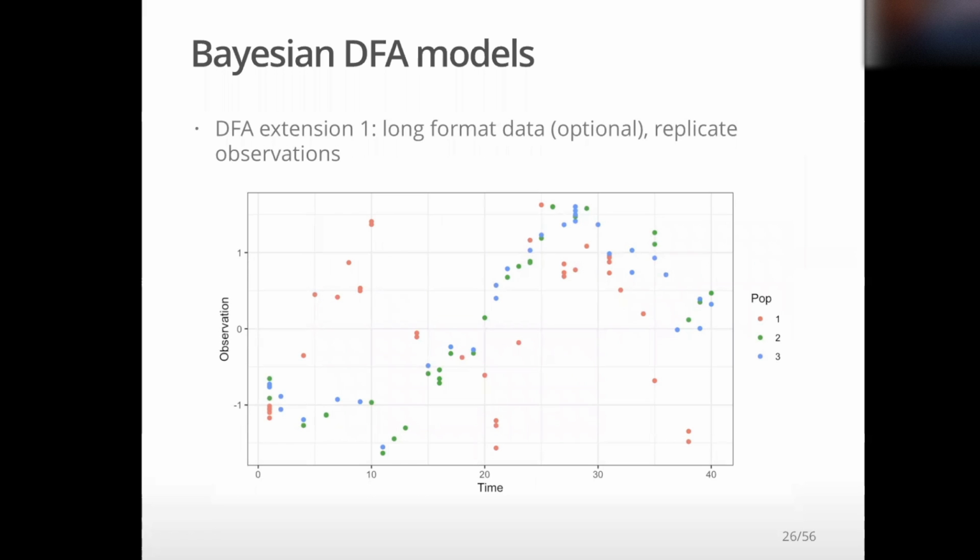But I really wanted to highlight two or three of the extensions that make it more interesting or flexible than conventional DFA. The first one is more of a data processing thing. In MARS, when we usually use MARS, we pass in essentially a data matrix with time series on the rows and time on the columns, and that's great for most data sets. But there are cases where we might have multiple observations in a single year of a single time series.